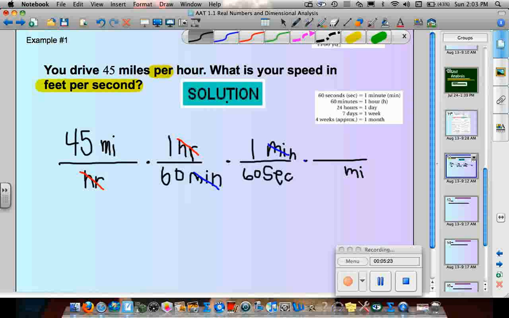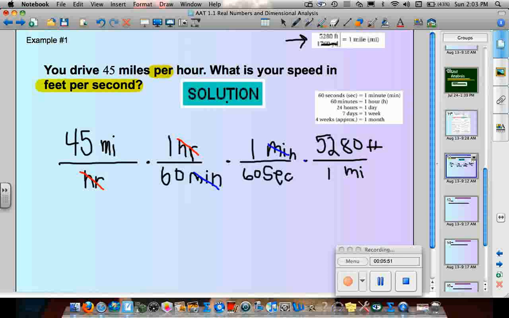This is where you might have to look in the book. This is just copied from that page I told you about a second ago. How many feet in a mile, or how many yards in a mile? Well, I don't want the yards, that's not what I'm dealing with here. 5280 feet in 1 mile. Now I can cancel this mile with this mile.